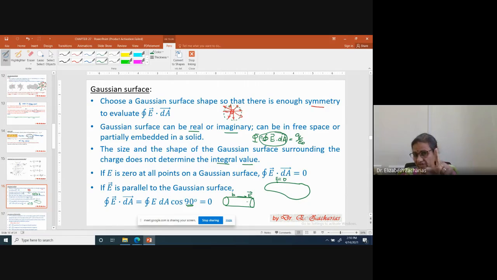I'm not saying area vector. Please note down what I'm saying. Electric field is parallel to the surface. If it's parallel to the surface, it is not going to cut the surface. Therefore, this angle will be 90 degrees. Your area vector will be forming an angle of 90 degrees with E. So, if the electric field is parallel to any surface, flux is 0.